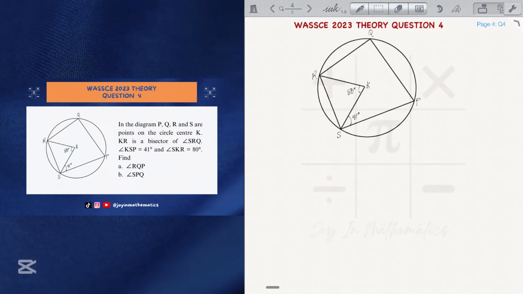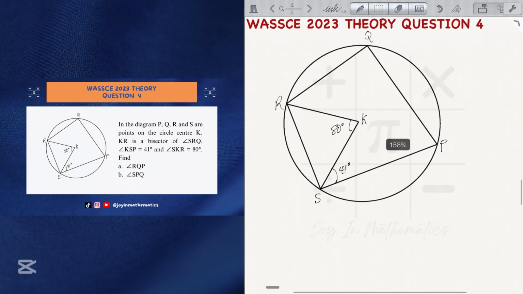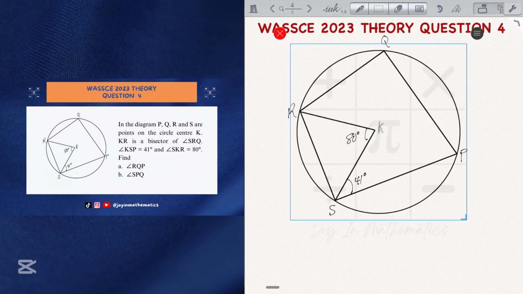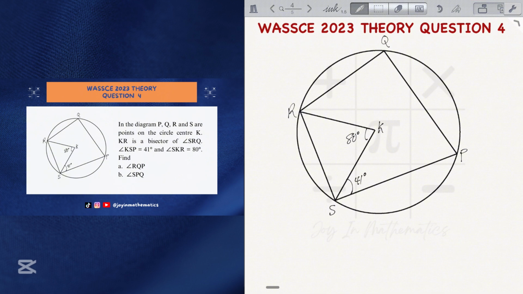Now let's solve question number 4. In question number 4, we're given this diagram, and in the diagram, PQRS are points on the circle with center K. Now we're given that KR is a bisector of angle SRQ. So KR is bisecting this angle, so let's call it x and let's call this x. So that means the two angles are equal.